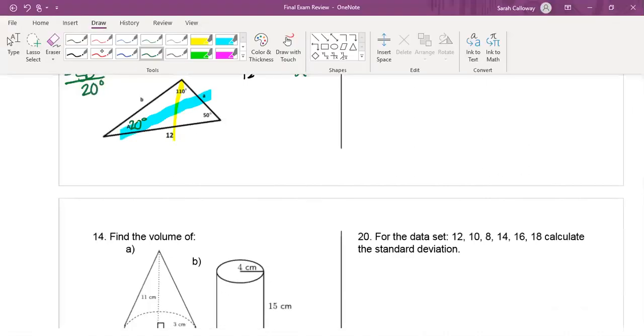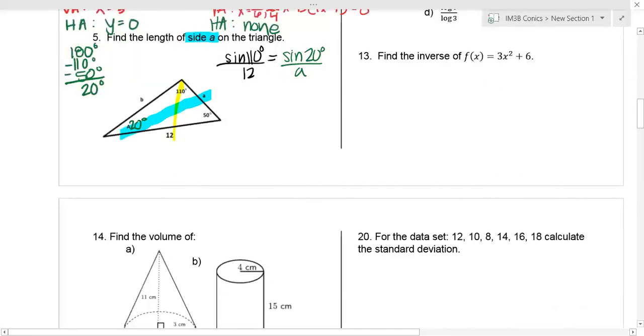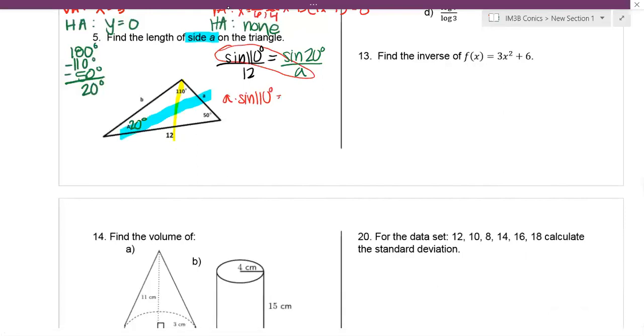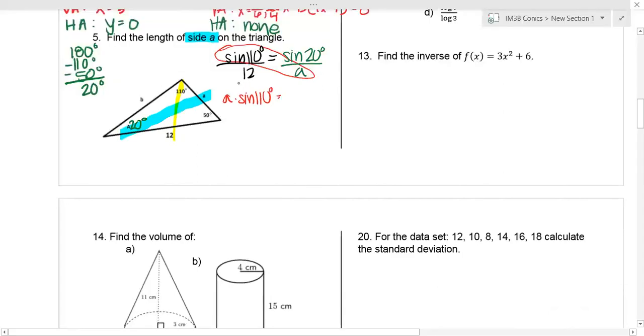Remember, with law of sines, what I have to do is cross multiply. So I'm going to multiply A times sine of 110 and set that equal to 12 times sine of 20. And since I want A by itself, I'm going to divide both sides by the sine of 110. And then I am just going to calculate 12 times sine of 20 divided by sine of 110.